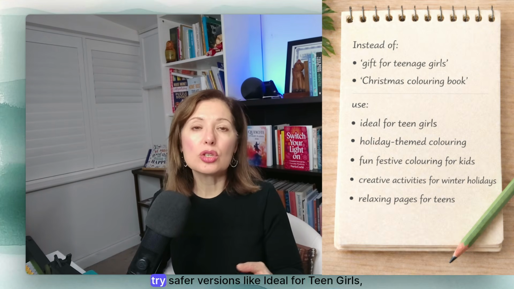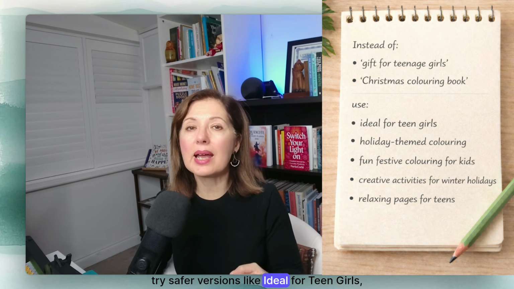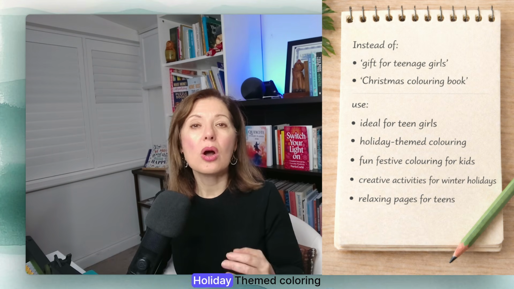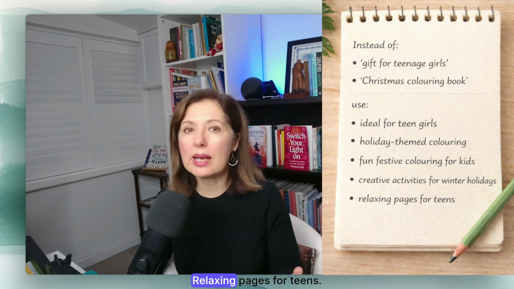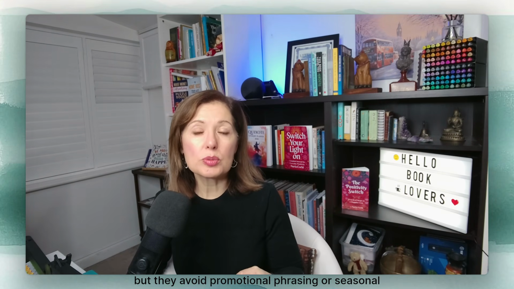So instead of writing gift for teenage girls or Christmas coloring book, try safer versions like ideal for teen girls, holiday themed coloring, fun festive coloring for kids, creative activities for winter holidays, relaxing pages for teens. They still help Amazon understand the book, but they avoid promotional phrasing or seasonal triggers that might cause issues.